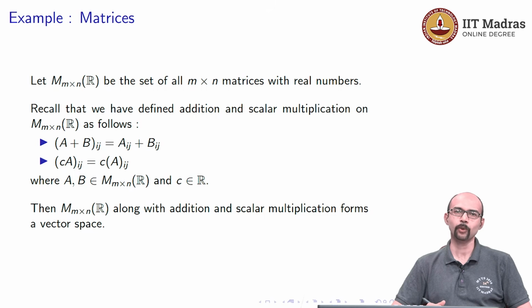So, the conditions required for the matrices to be a vector space have been stated or checked already, and if not, they are anyway easy to check. So, I would highly encourage you to check them again if you have forgotten. Okay. So, that makes the m by n matrices with real entries a vector space.